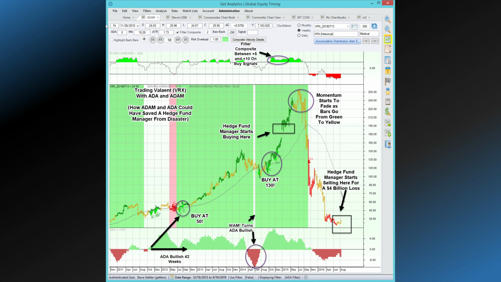Well, I hope you've enjoyed this edition of the World of Global Equity Timing. We'll have 2 more in this series about how to avoid disaster, or at least how this hedge fund manager could have avoided disaster with global equity timing.